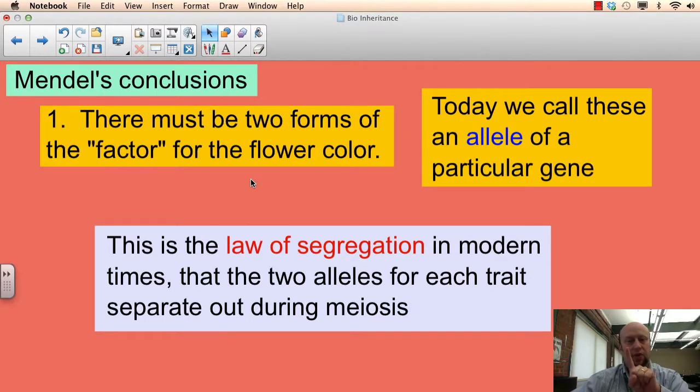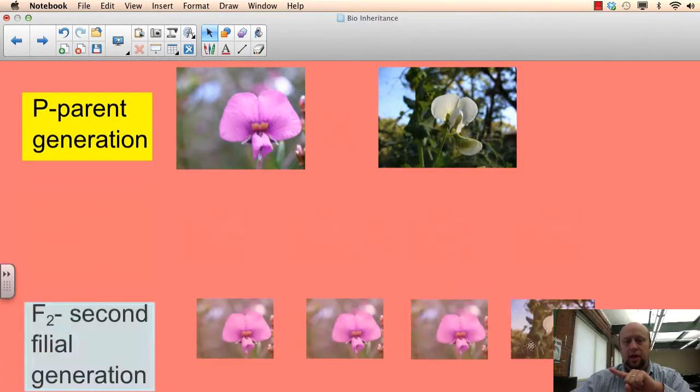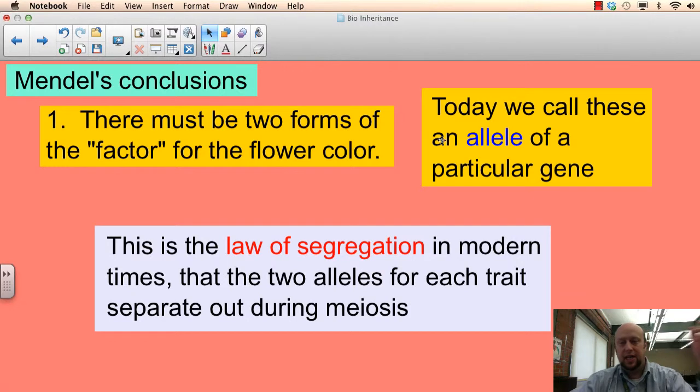In other words, there can't just be one thing that says flower is purple or white, because if that was the case, then how does he get the white flower here in that F2 generation? There has to be at least 2 things there. Okay, today we call these things alleles for a particular gene.